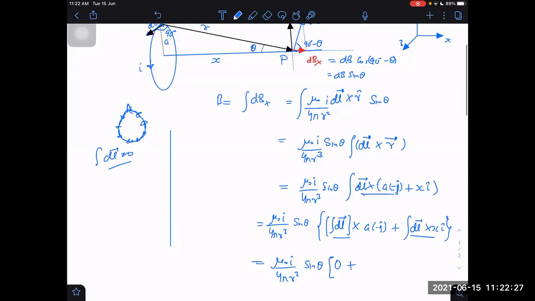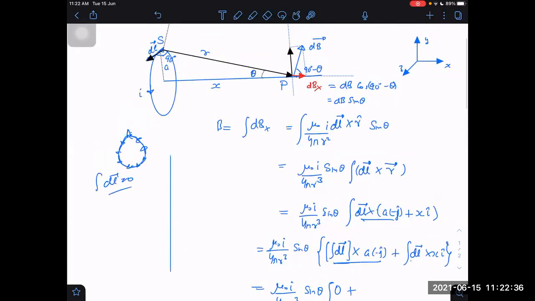The second term is now somewhat more complicated by the vector method. But the first term is becoming 0 here. The second term is dl cross xi cap. If I take dl this side, then if I take dl cross x, what would be the direction? Sir, the angle is 90 only. No, wait a second.